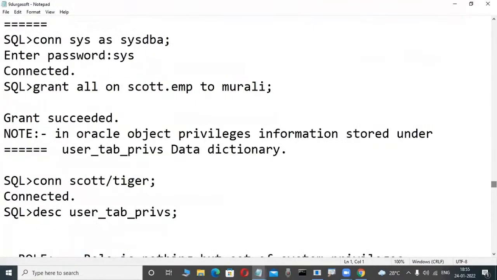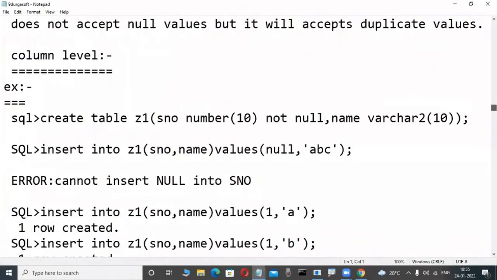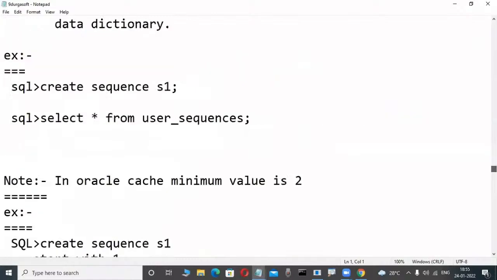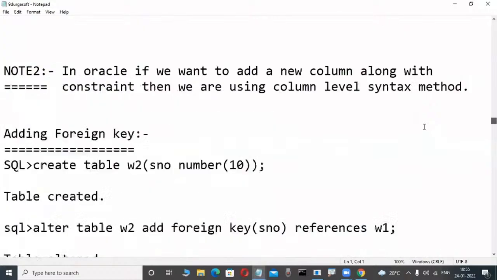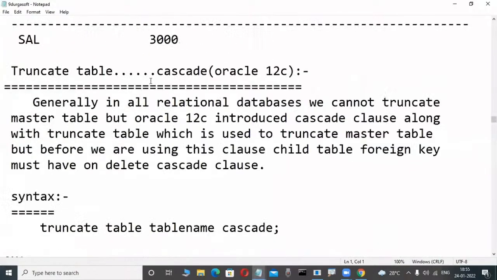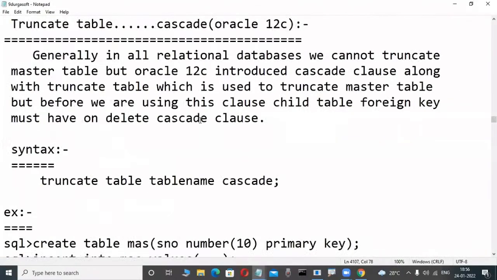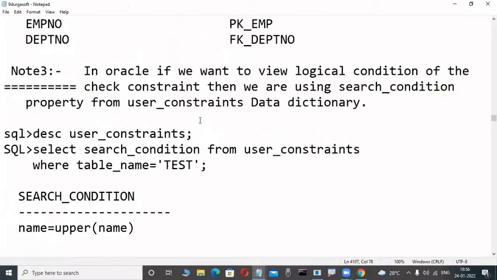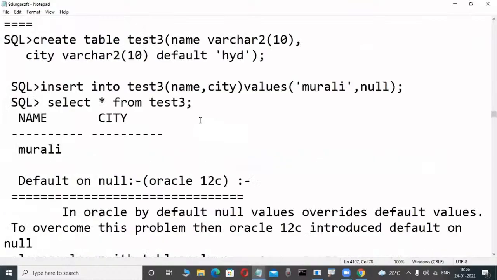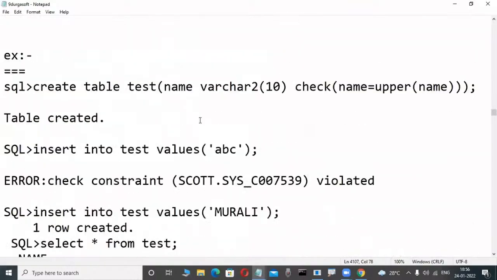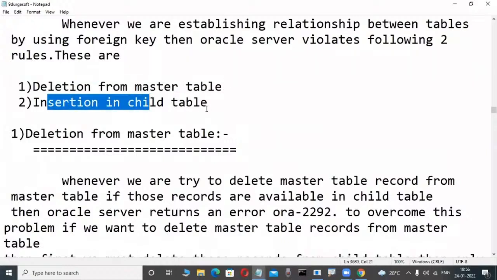These are demo classes, so I'm just telling you something I'm interested in, roughly and fast. Check it out. Constraints is a chapter. In this chapter, master tables and child tables are there, and we are learning them. Whenever master and child tables are available, some rules apply automatically: deletion from the master table, insertion in the child table. These are all big chapters.